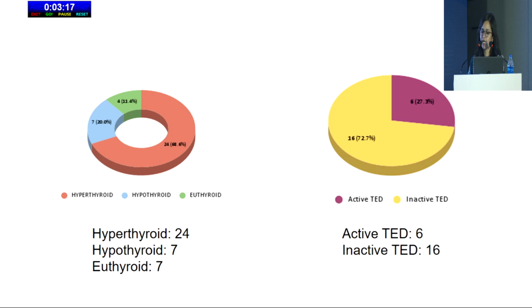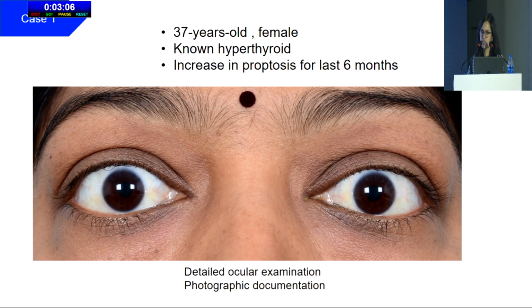Interestingly, in our study, inactive thyroid eye disease cases were more. There were 16 and active was 6. And they were a mixed group of hyperthyroid, hypothyroid, and euthyroid on systemic treatment and stable disease. So this is just a representative case of an active thyroid eye disease.